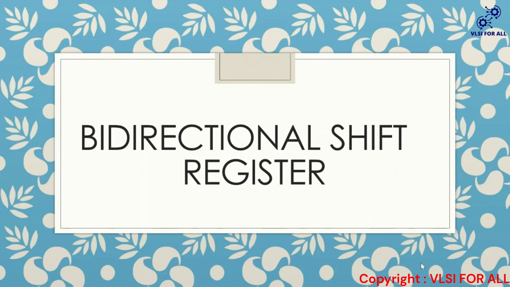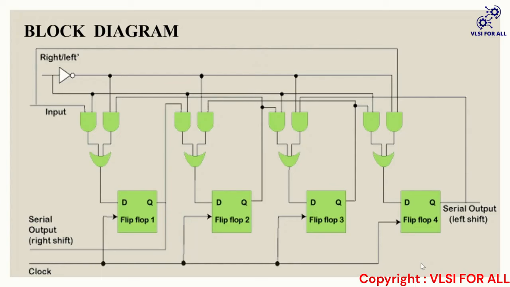Coming to bidirectional shift registers, they are storage devices capable of shifting the data either right or left depending on the mode selected. So this is the block diagram for bidirectional shift register. This is the example for a 4-bit bidirectional shift register. The pin right or left bar decides whether the shift has to be left or right. And for all the flip-flops, we are giving a synchronous clock.